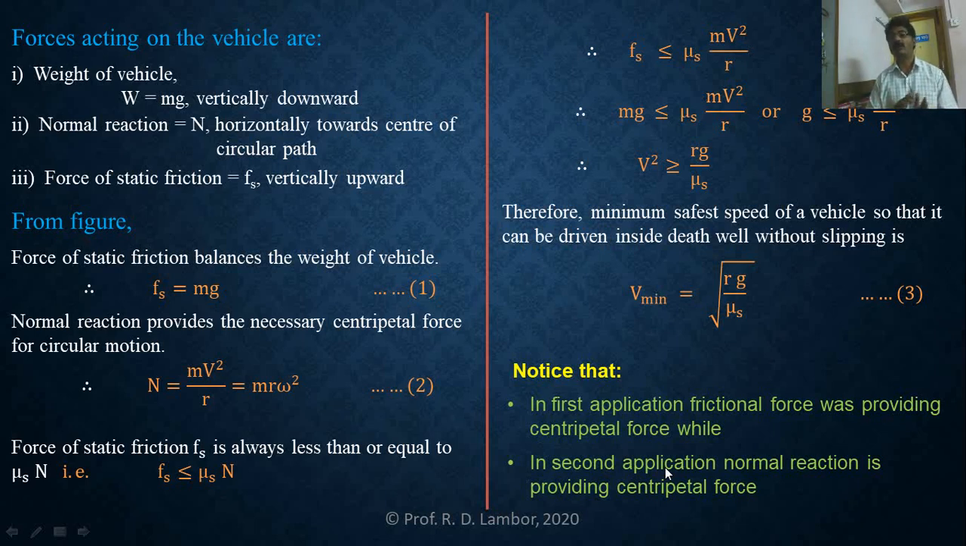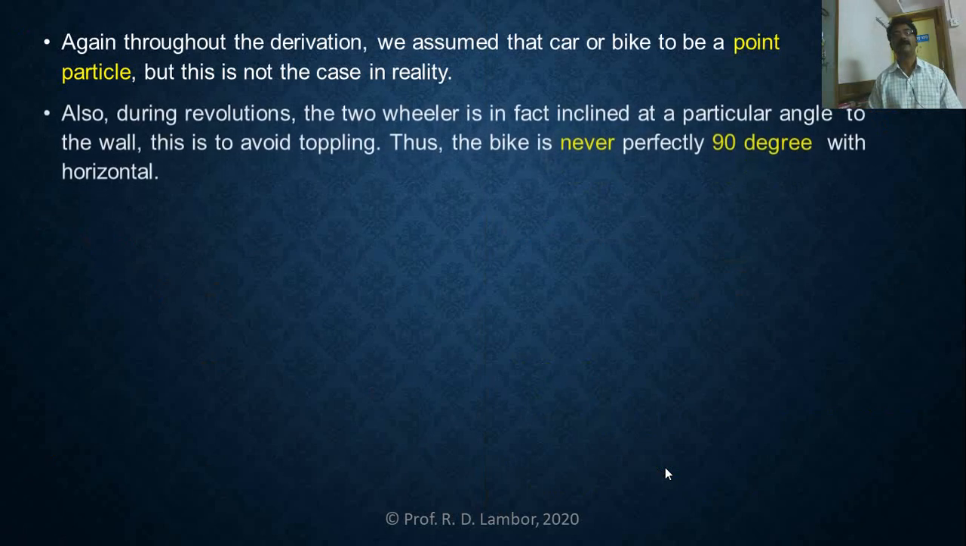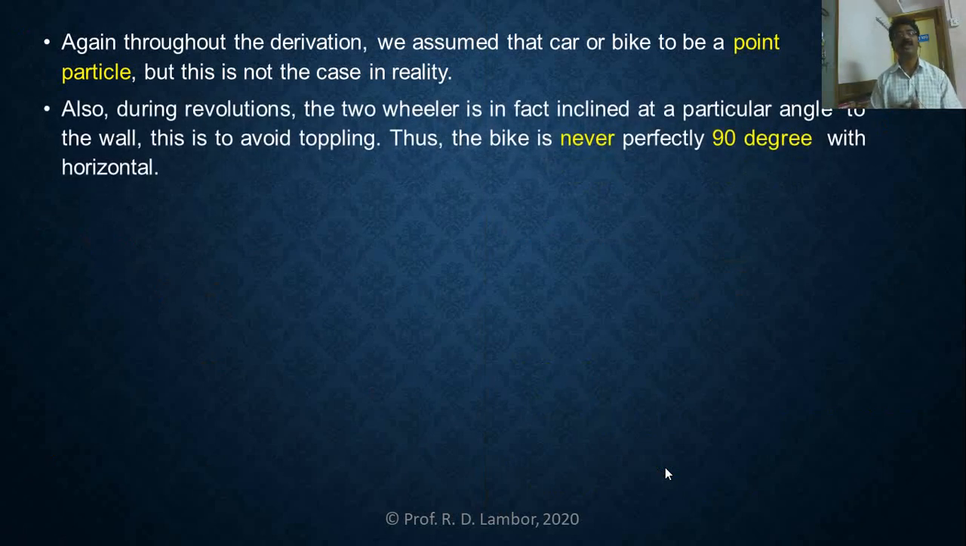Now, throughout this discussion, in the second application, we have discussed by considering the vehicle as a point mass. Once again, vehicle as a point mass, car or bike as a point mass, we have discussed. But in reality, it is not the case. A vehicle cannot be considered as a point mass. If you consider the vehicle as a point mass, then that minimum safe speed you will get is V minimum equal to under root Rg upon mu s. But this is not in reality.